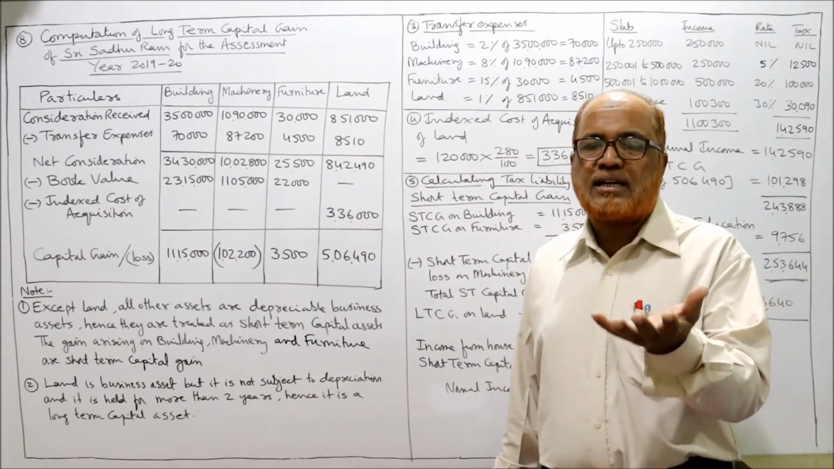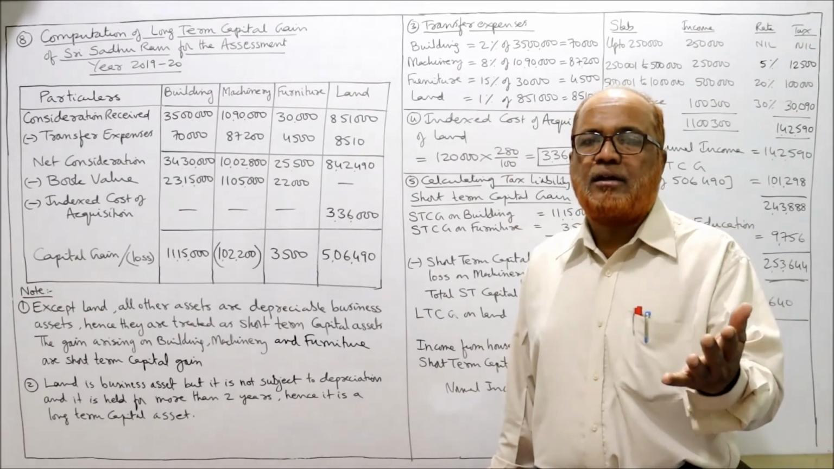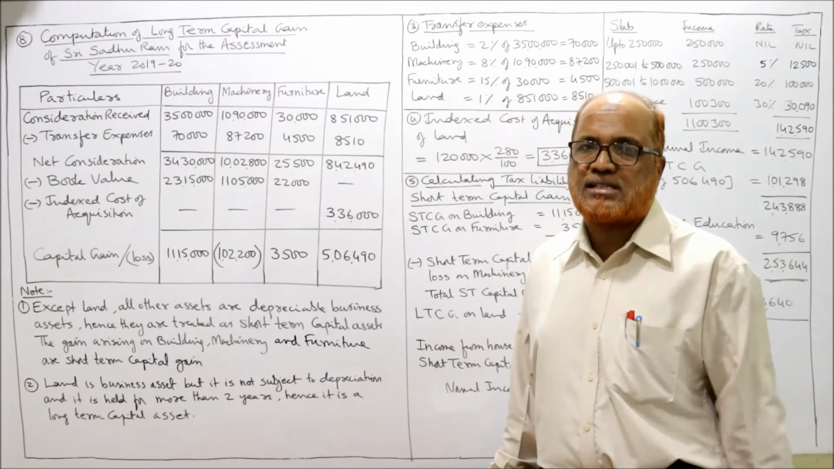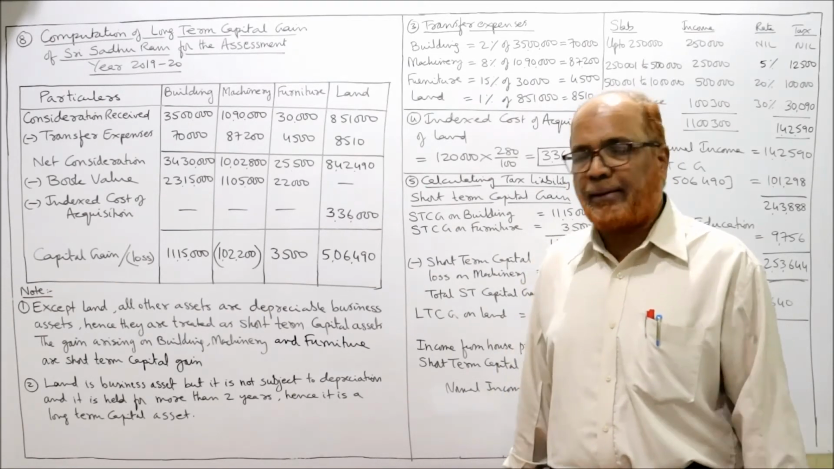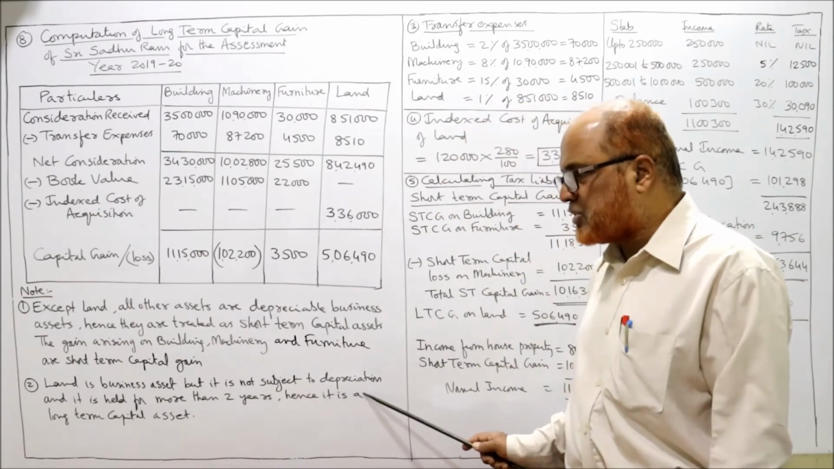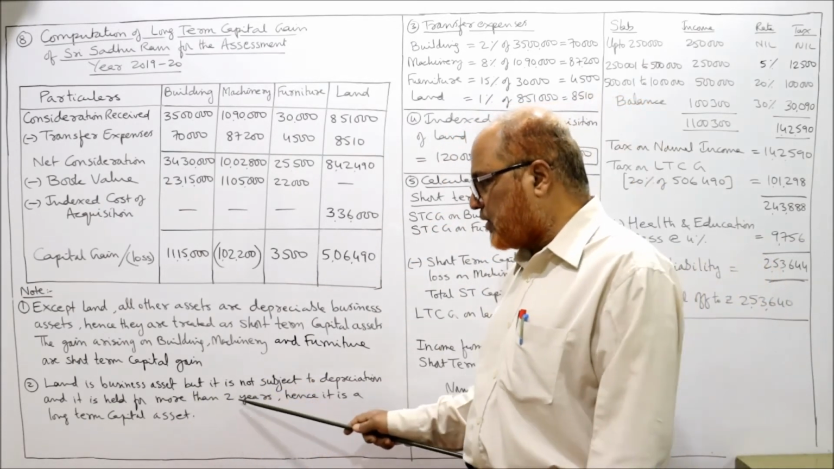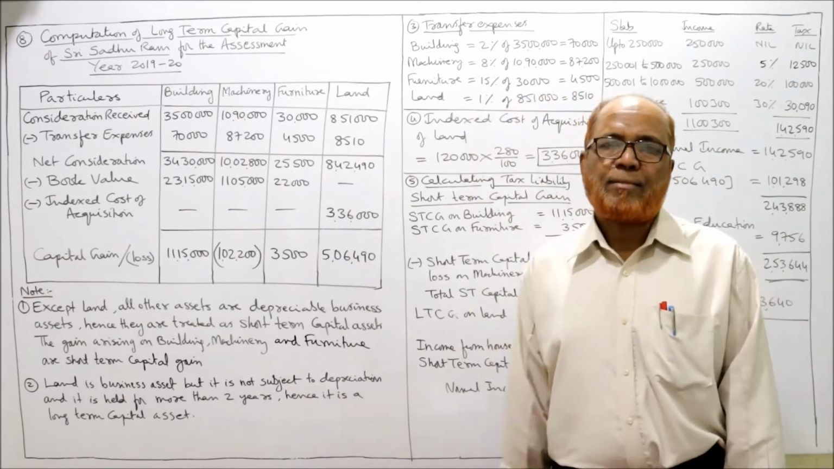So if any asset is being used in business and depreciation is allowed on it, then gain arising on those assets will be short-term, irrespective of the period of holding. Land is a business asset, but it is not subject to depreciation and it is held for more than 2 years. Hence, it is a long-term capital asset on land.